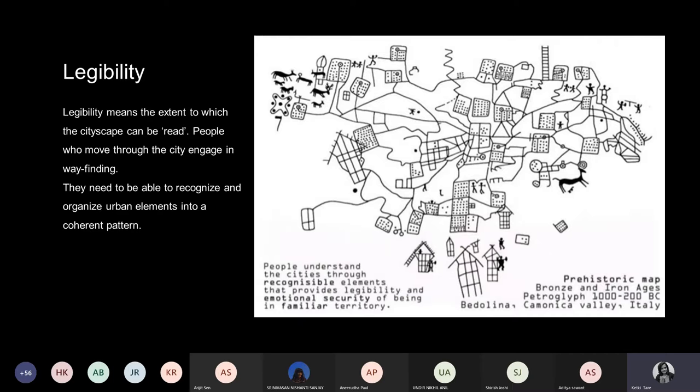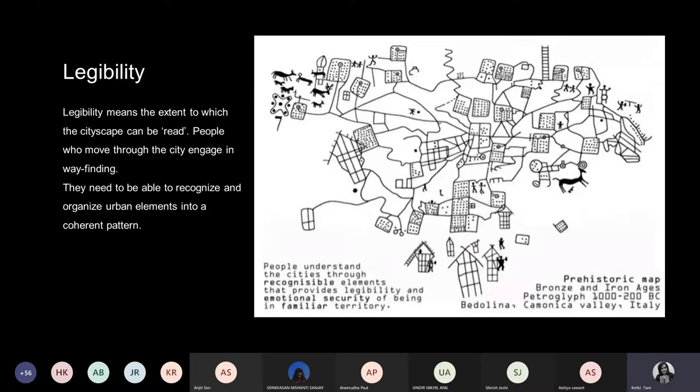he argues here that people orient themselves by creating mental maps. Okay, so whenever people are in urban situations or moving around in the city, they orient themselves by creating mental images or mental maps of the city. And a central notion is that of legibility, where legibility means the extent to which the cityscape can be read, and people who move through the city engage in wayfinding, is what he's trying to say. So they need to recognize and organize urban elements. So in the process of wayfinding, the strategic link is the environmental image.